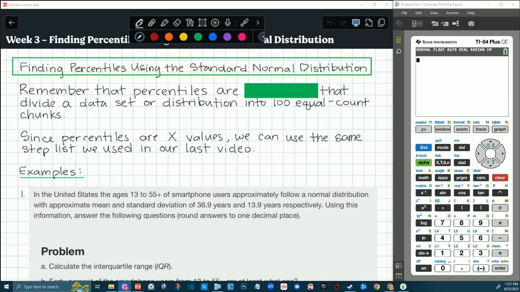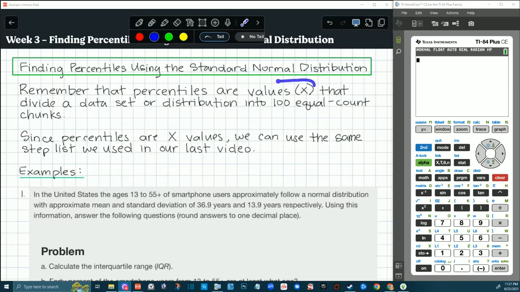In the last video, we talked about how to use the inverse normal function call to help us find boundary values when we know the probability or area under the curve in a normal distribution. Well, remember when we talked about measures of location in our first week, one of those measures of location was called a percentile. And we know that percentiles are values that divide a data set or distribution into 100 equal count chunks.